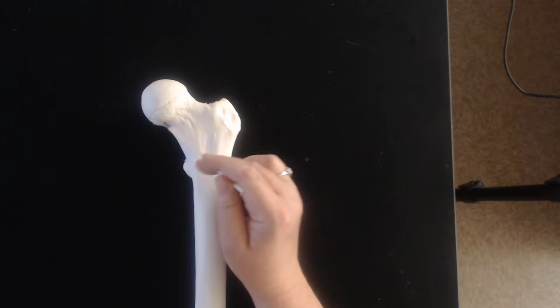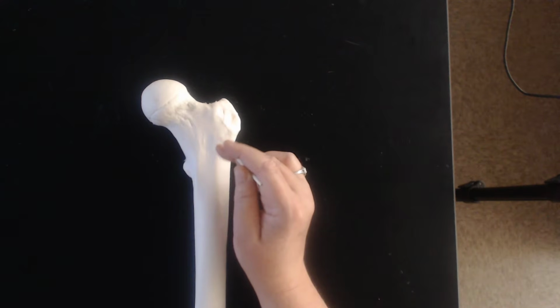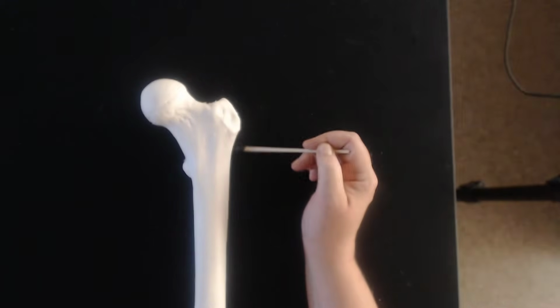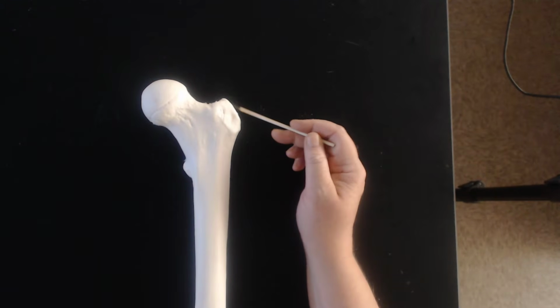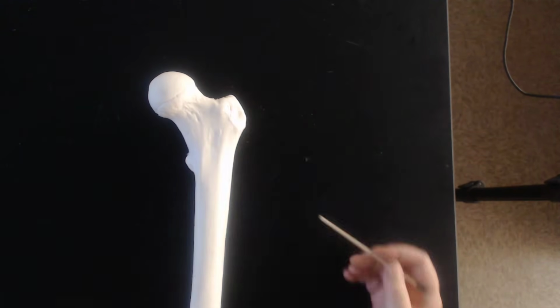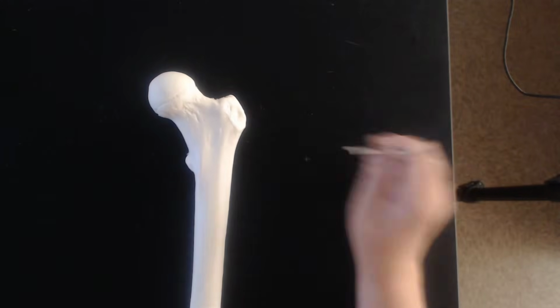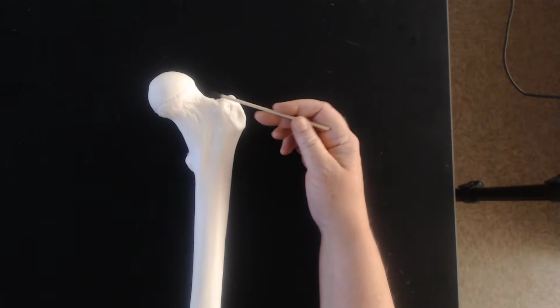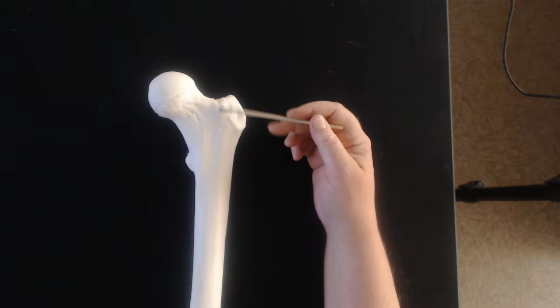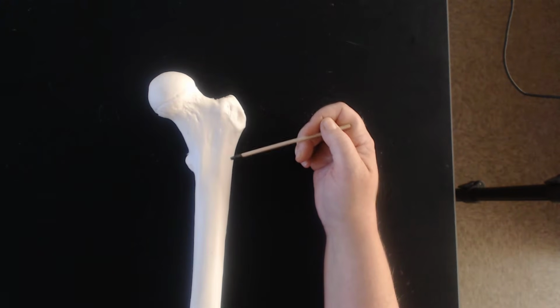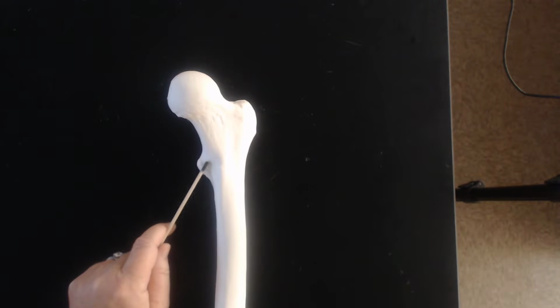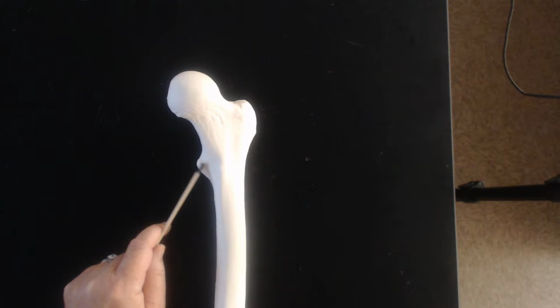This narrow region is the neck of the femur. And this large bump here is the greater trochanter. Now I also have this smaller bump here. This is the lesser trochanter.